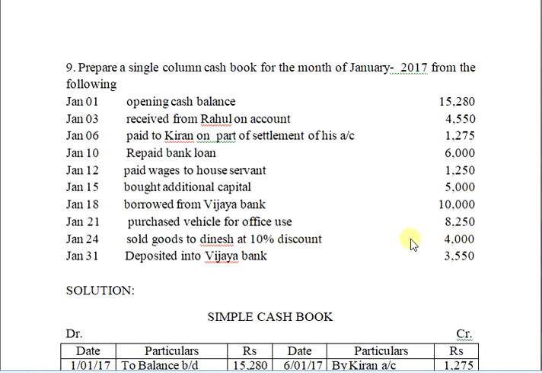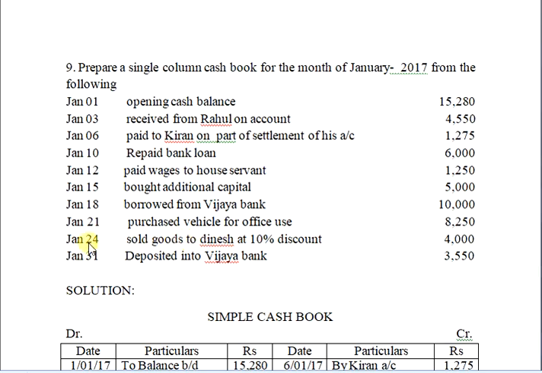See here, Jan 24th, sold goods to Dinesh at 10% discount, rupees 4,000 is given. We are selling the goods, yes. But here no word of cash is given, no word related to cash. So this transaction will be treated as a credit transaction. If it were sold goods to Dinesh for cash at 10% discount, we could consider it. Now we can't consider this Jan 24th transaction, because cash is not given. So we need to ignore this transaction. In a cash book we need to consider only cash transactions. This is a credit transaction.